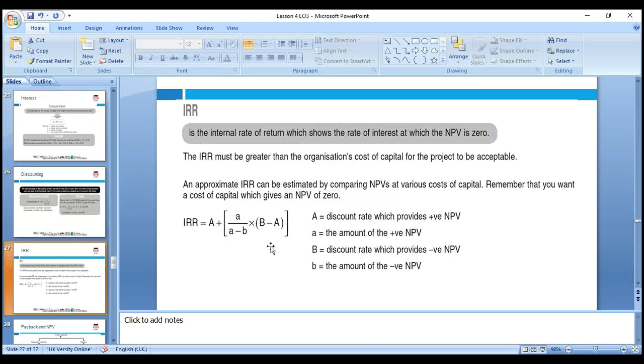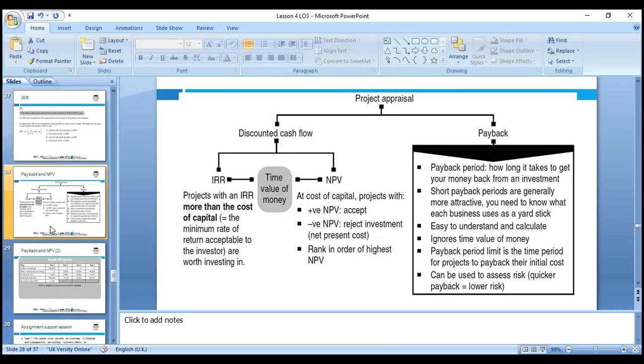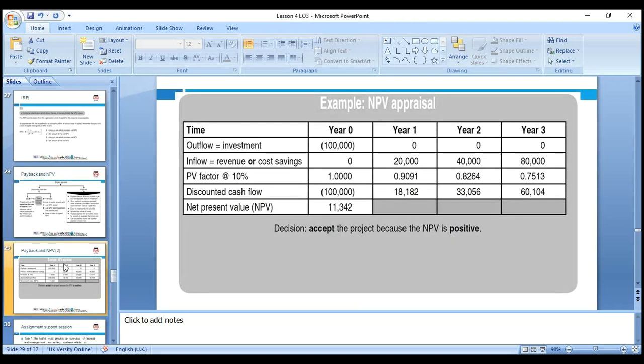To calculate the IRR, we need one positive and one negative NPV, and then we put them in the formula and we can calculate the IRR. And we said the IRR should be higher than the cost of capital. So in project appraisal, we look at the IRR, the time value of money and the NPV. If it's positive, we accept. If it's negative, we reject it. Like here, payback period and IRR. Here we look at NPV.